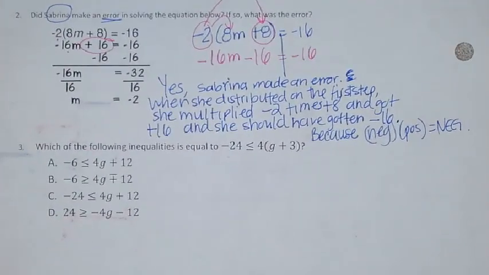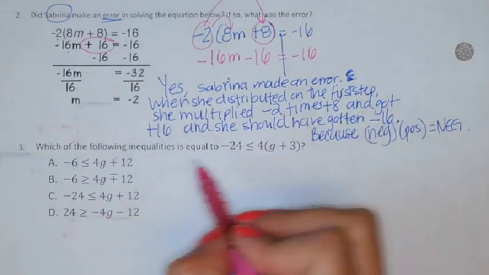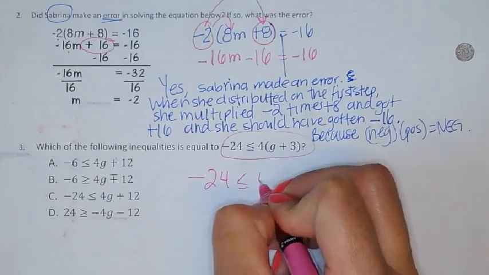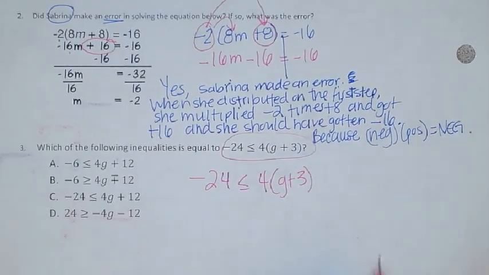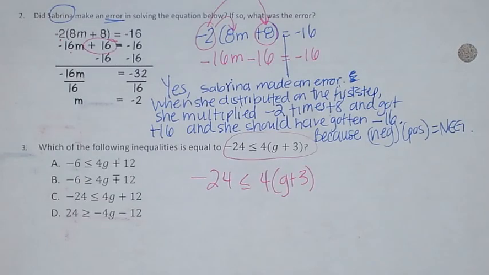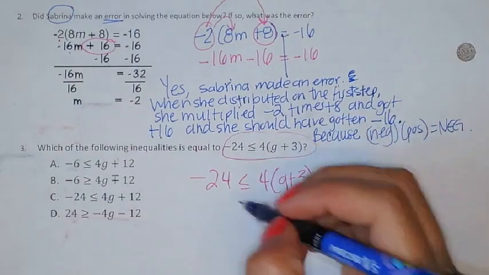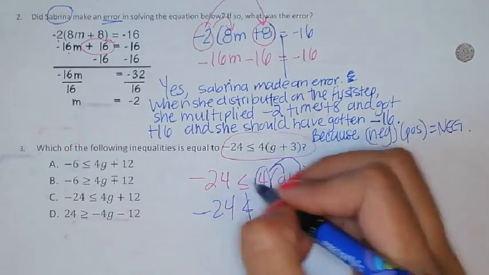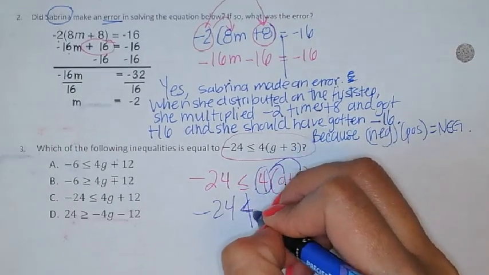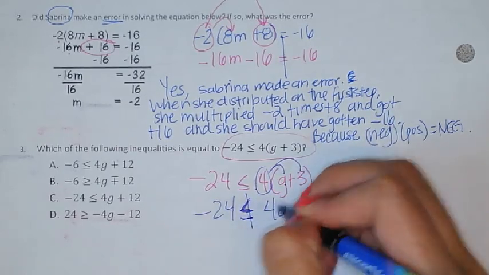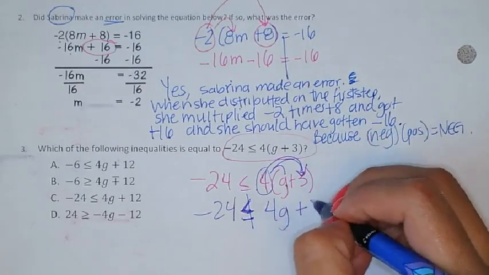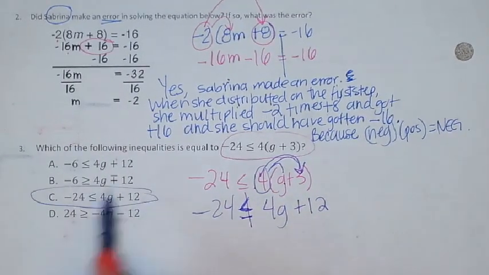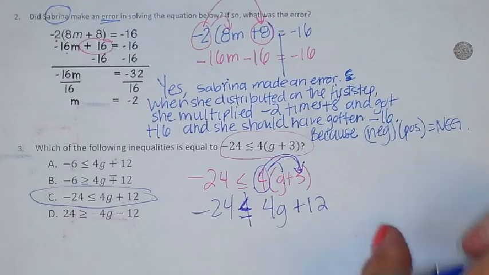For number 3, we had to, from A, B, C, and D, which one is equivalent to this? So this one I will simplify it and see if it matches any of them, and then keep working it until I see if it matches one of the answer choices or has the same answer as the answer choices. So I'll distribute first. 4 times G is 4G. 4 times 3 is positive 12. I look and see if there's any, and then I notice, oh, wait a second, letter C is already like that, so that's my answer.